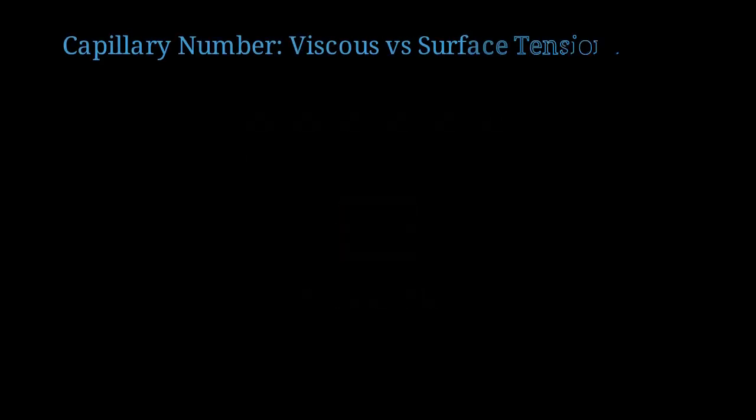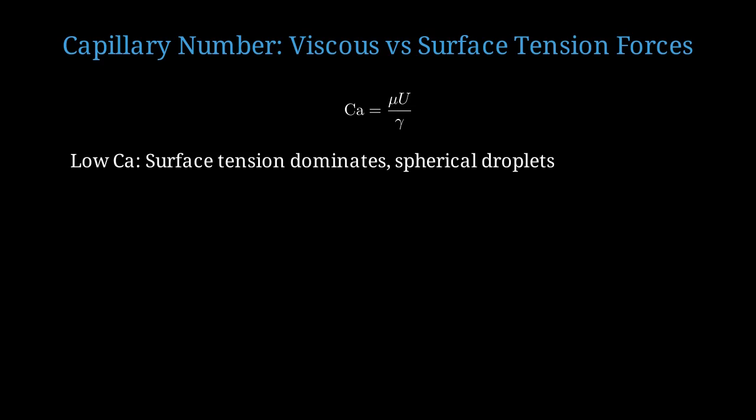To design these systems, we need another dimensionless number, the capillary number. The capillary number equals mu u over gamma, where u is characteristic velocity. It compares viscous forces to surface tension forces. At low capillary numbers, surface tension dominates and droplets remain spherical. This is ideal for maintaining droplet integrity. At high capillary numbers, viscous forces deform droplets. This can be useful for enhancing mixing within droplets.